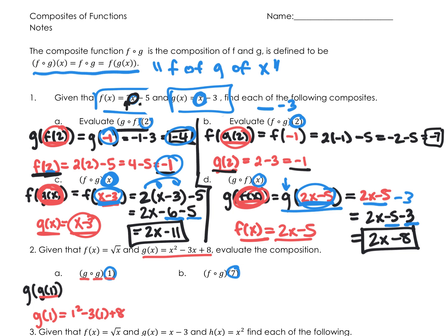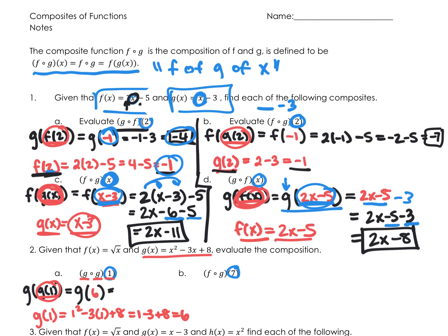1 squared minus 3 times 1 plus 8 will be 6. That's not our final answer though. Now we have to go here. This is 6. We just found g of 1 is 6, so we're going to plug that in. So the g on the outside we haven't used yet. And we're going to plug in 6 for the g of 1 on the inside.